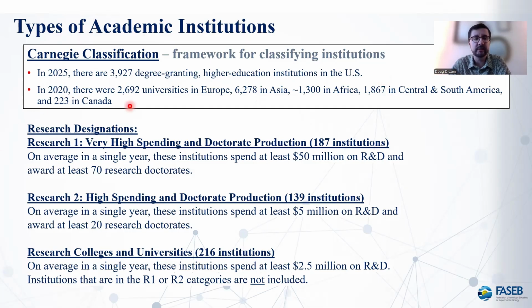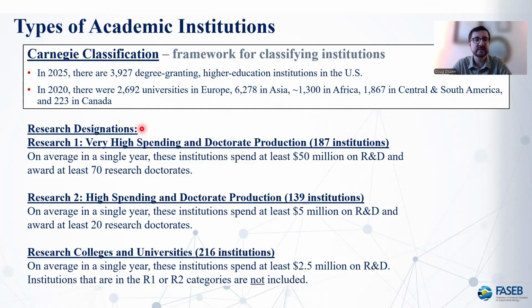As of 2020, there were almost 2,700 universities in Europe, almost 6,300 in Asia, 1,300 in Africa, almost 2,000 in Central and South America, and 223 in Canada. So, especially internationally, there are thousands of opportunities as well.